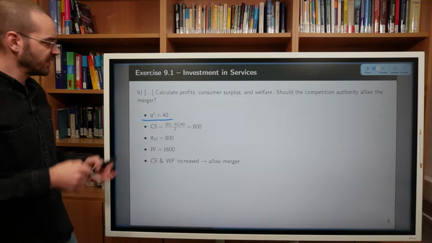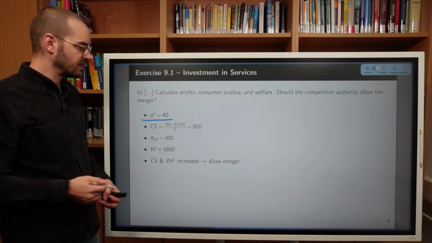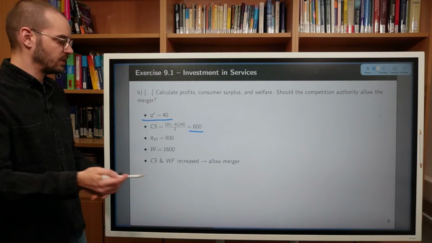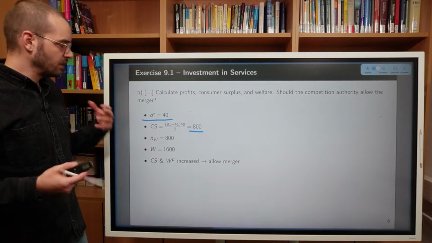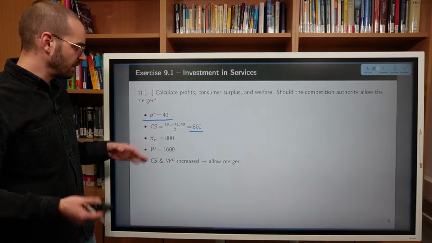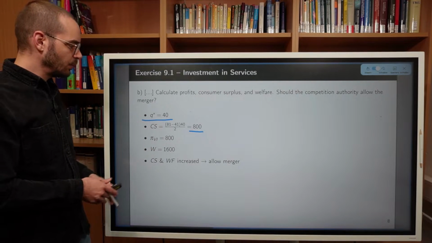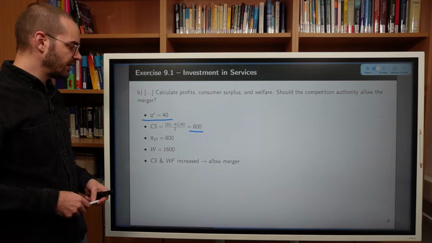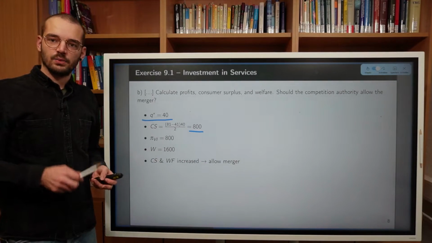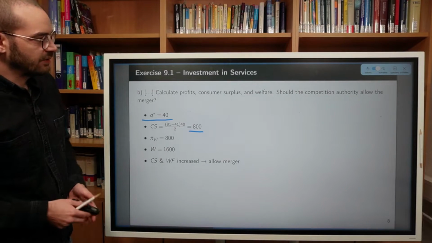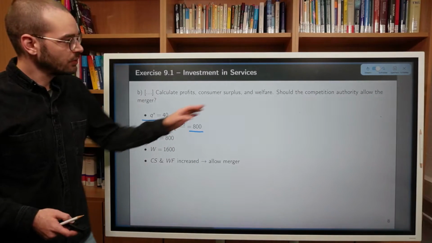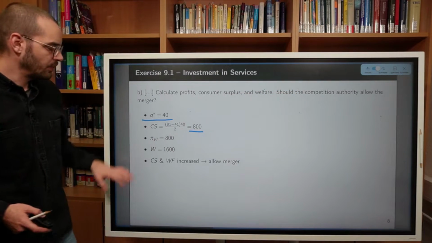in equilibrium. With this quantity in equilibrium, the prices in equilibrium, we can of course calculate consumer surplus and profits, and knowing profits or summing profits and consumer surplus, we can find out that the overall welfare in this situation is 1,600. So, towards the final question of this task, should the competition authority allow the merger?